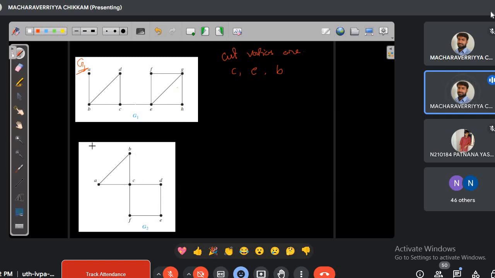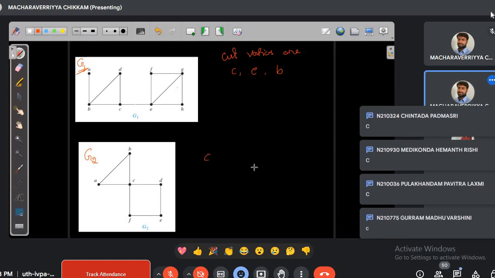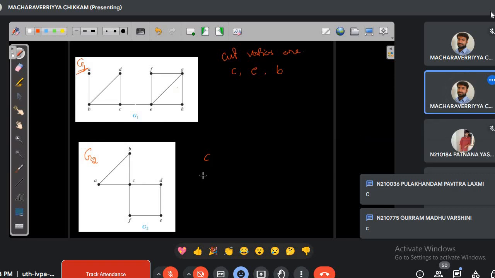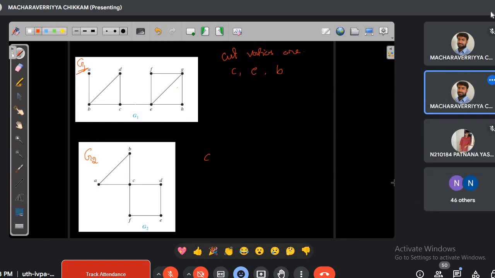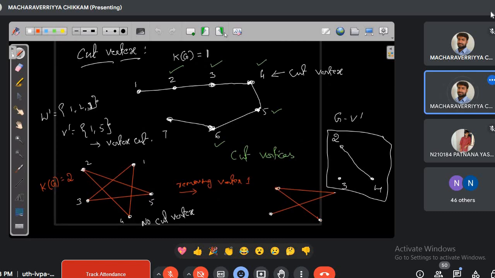How about this graph G2? Yeah, C is the cut vertex. Does it have any other cut vertex other than C? No. Okay, so there is no other cut vertex. The only cut vertex here is C. Done. Now similar to the cut vertex, let us define a cut edge.